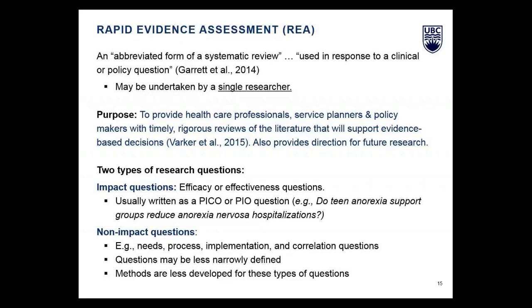And so here we would see the research question written like a PICO question or a PO question, such as does teen anorexia support groups reduce anorexia nervosa hospitalization. But there are also other questions that can be done. We can look at needs of a particular population, the process of an intervention, how it's implemented, and then the correlation questions, just looking for associations, what's been shown about associations between different concepts or different phenomena.